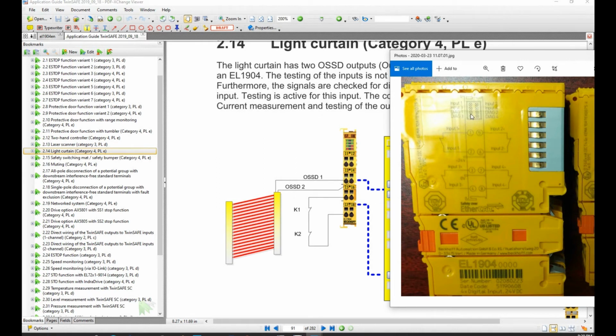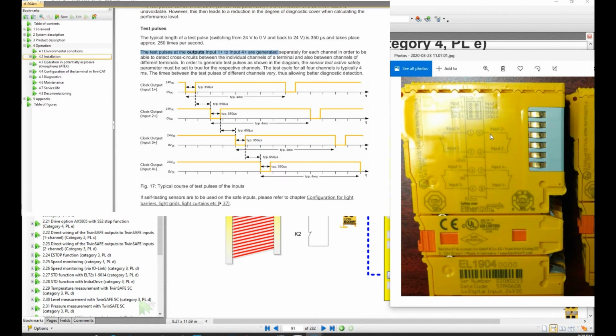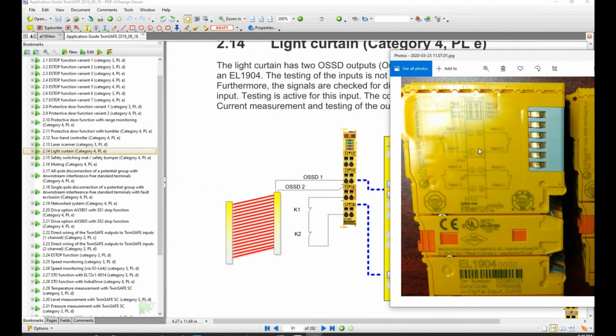Actually, that is wrong. According to this picture and according to my actual test, this OSSD 1 and 2 need to connect to 2 and 6, because if you use a multimeter to measure the voltage, terminals number 1, 3, 5, and 7 have 22 volts there. Those four terminals provide the test pulse. The process data channels are 2, 6, 4, and 8.